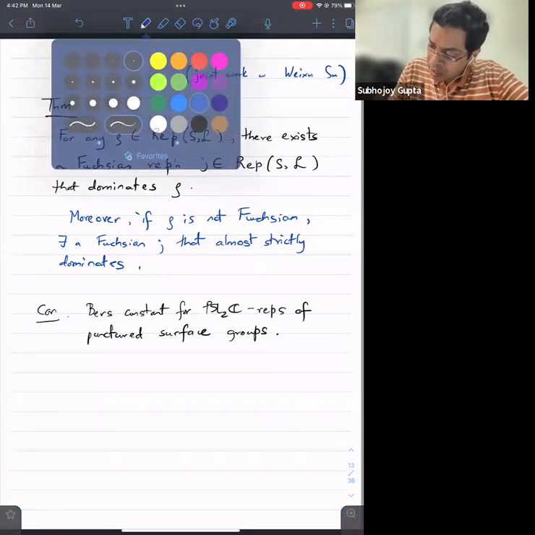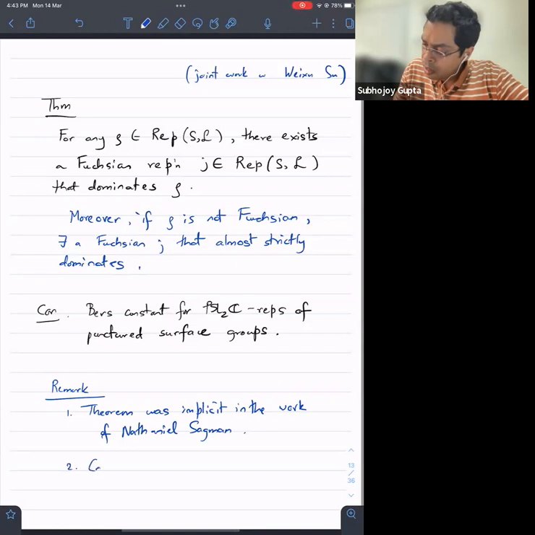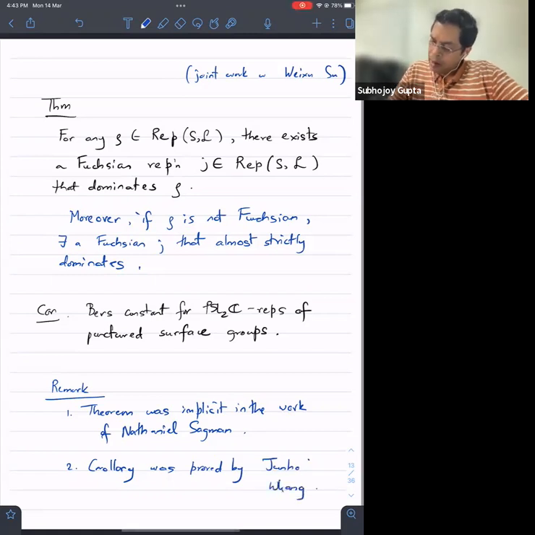Let me just also mention that this theorem, as stated, wasn't quite new. Around the same time, this theorem was implicit in the work of Nathaniel Sagman that I just mentioned in the previous slide. And even this corollary was proved by Junho Wang. But their results used harmonic maps.